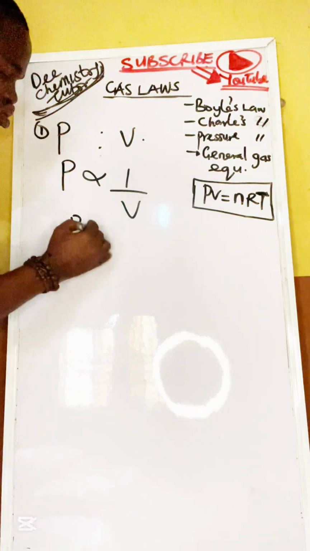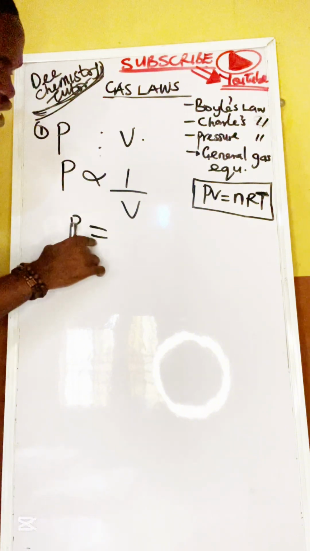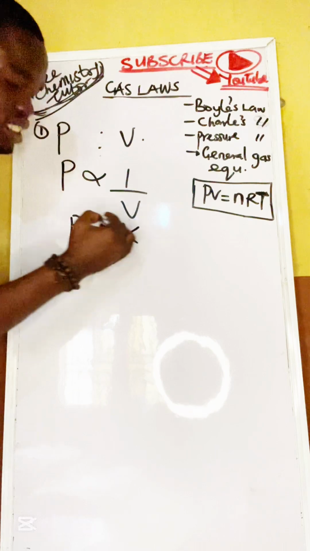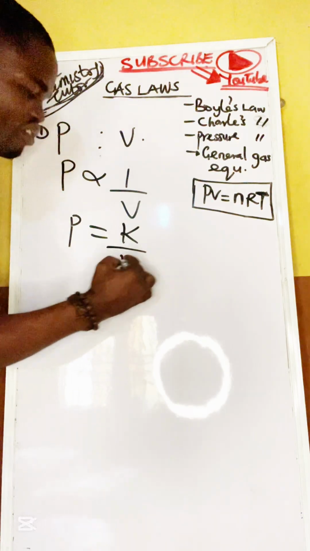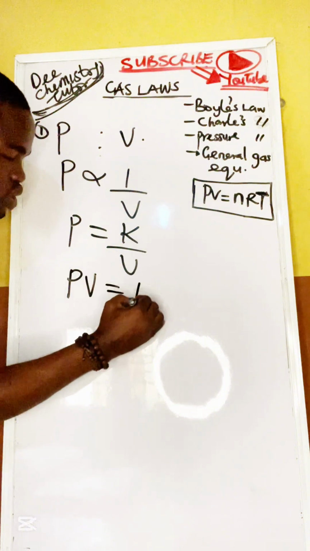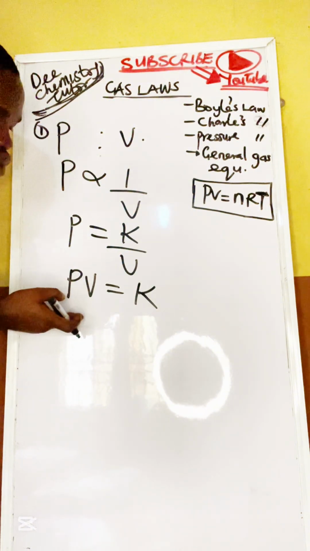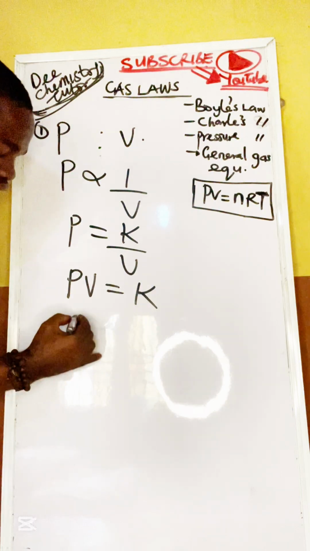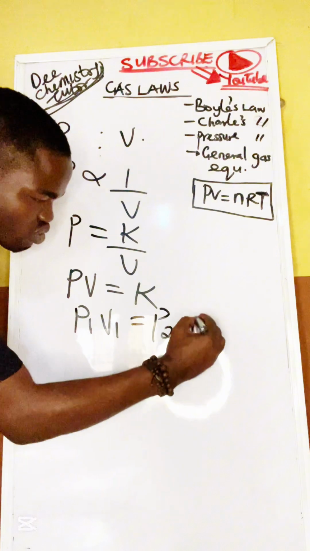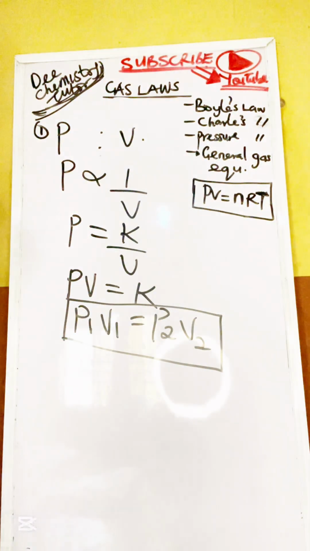So don't forget, in secondary school, if you want to change this proportionality sign into an equal to sign, there must be a constant K. So P is proportional to 1 over V. Now that means I can tell you that PV equals K. That is comparing when we have just one thing. If you now have a constant, it means I can say P1 V1 equals P2 V2. So this is what Boyle's law is talking about.